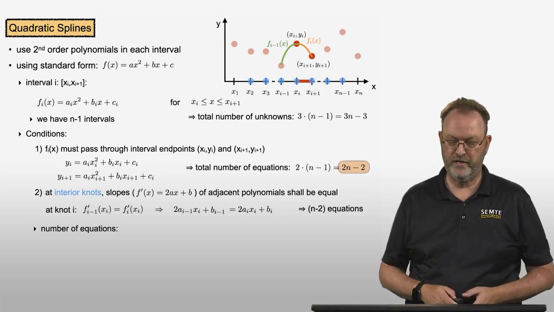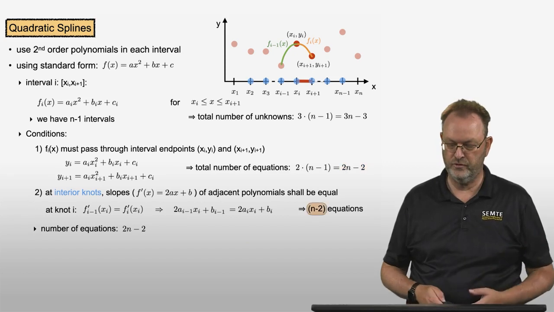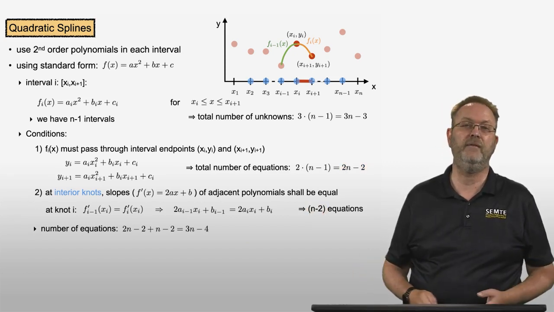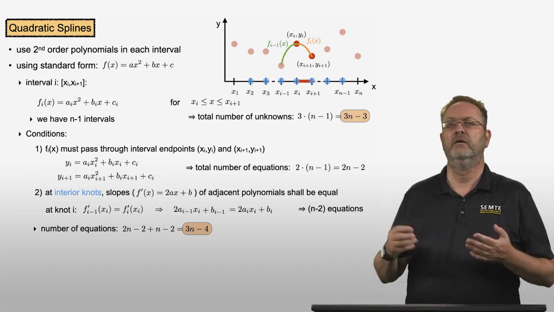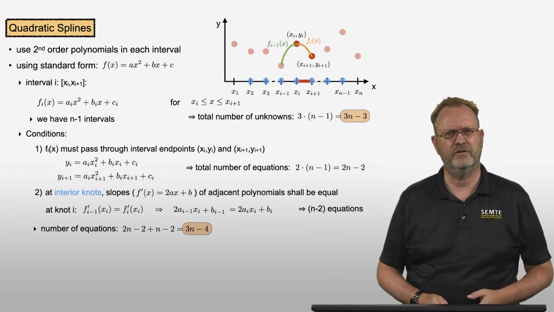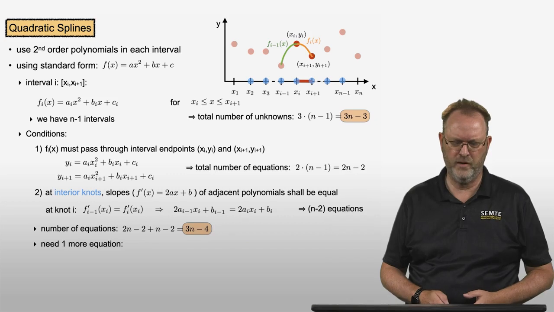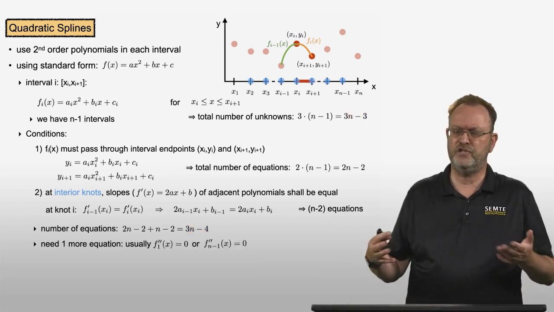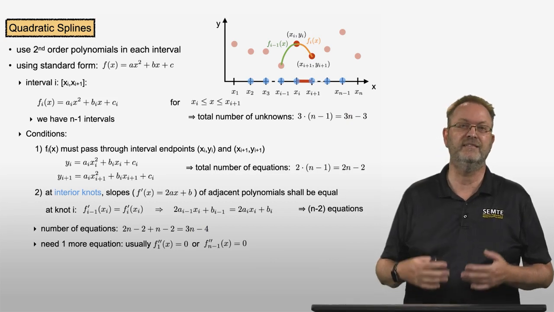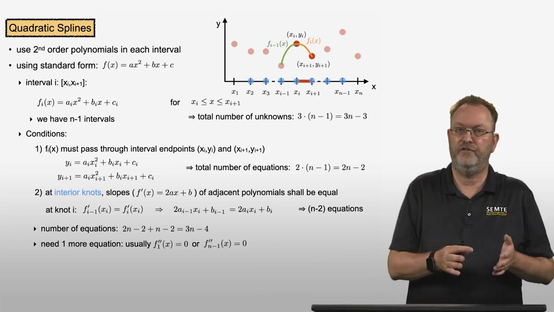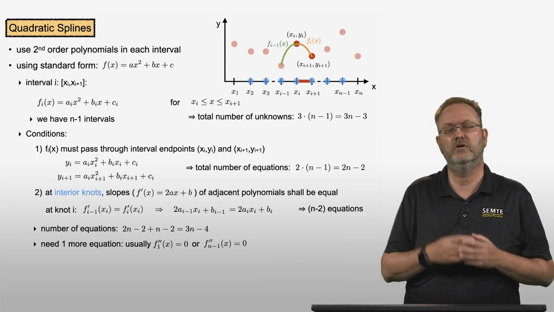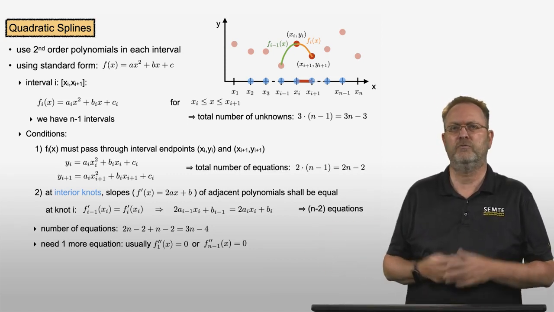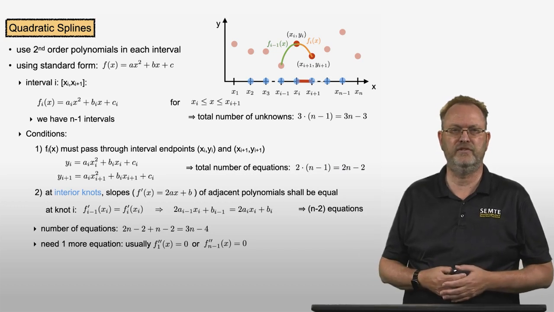So what's the number of equations that I have? Well, I have 2n minus 2 plus n minus 2 equations. So I have a total of 3n minus 4 equations for 3n minus 3 unknowns. So I need one more equation. Now, there's a choice here. One usually sets either the second derivative of the first interval to 0 or the second derivative of the last interval to 0. So what does that mean, that the second derivative is 0?